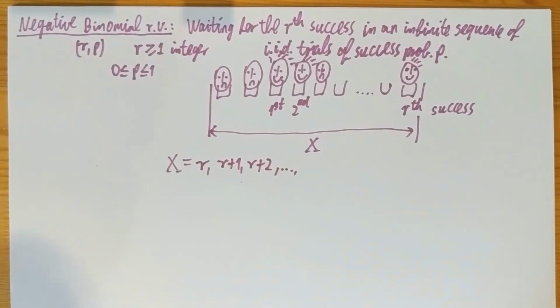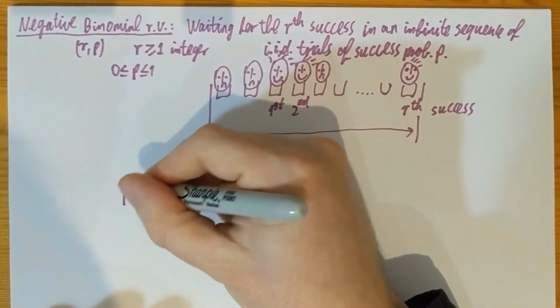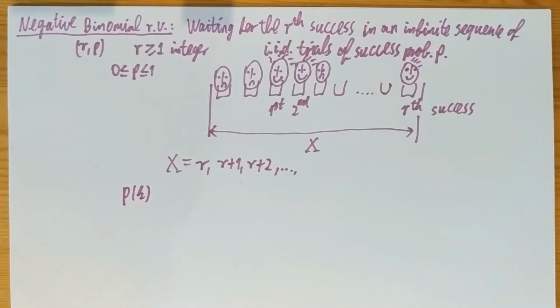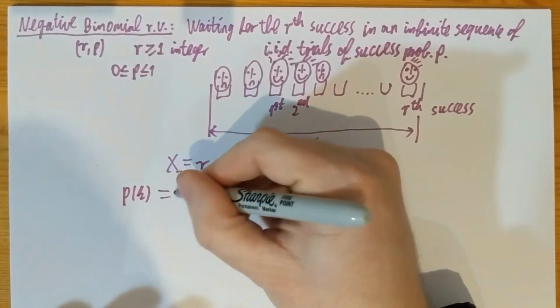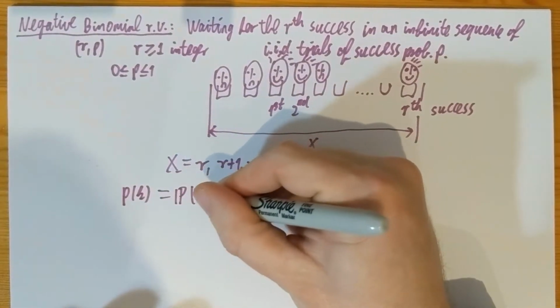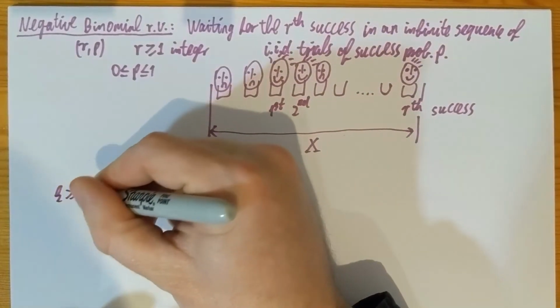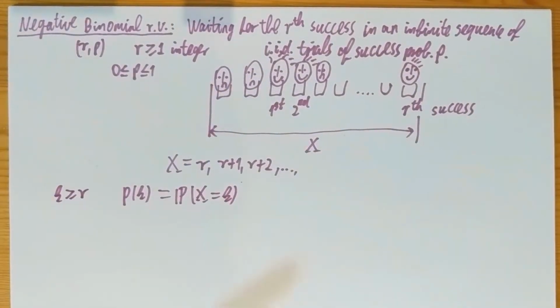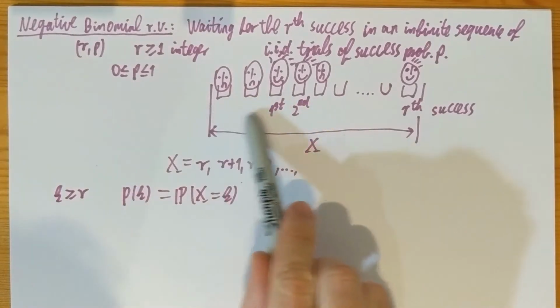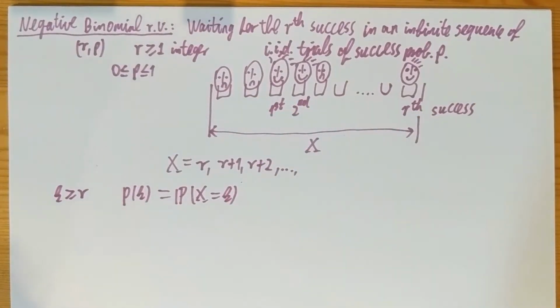Now it's a bit more interesting to find out the mass function value, the probability that X is K. Clearly it's only interesting for K at least R. If K is smaller than R, then of course this is 0. And so how can it be that we need exactly K? How can it be that this distance is K? We need exactly K trials to see the R's success.